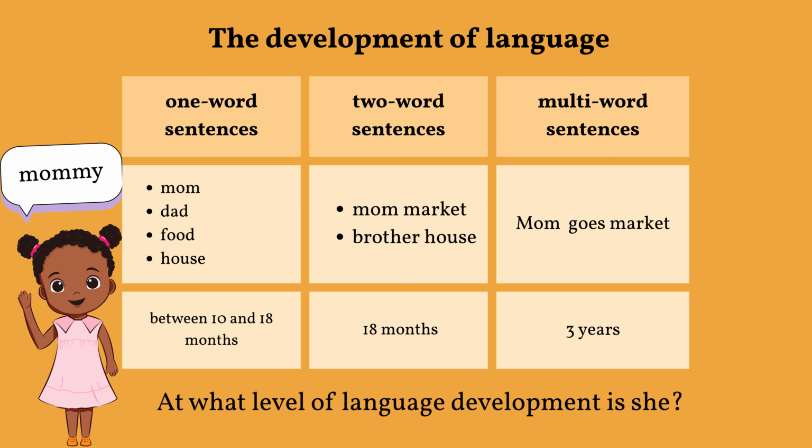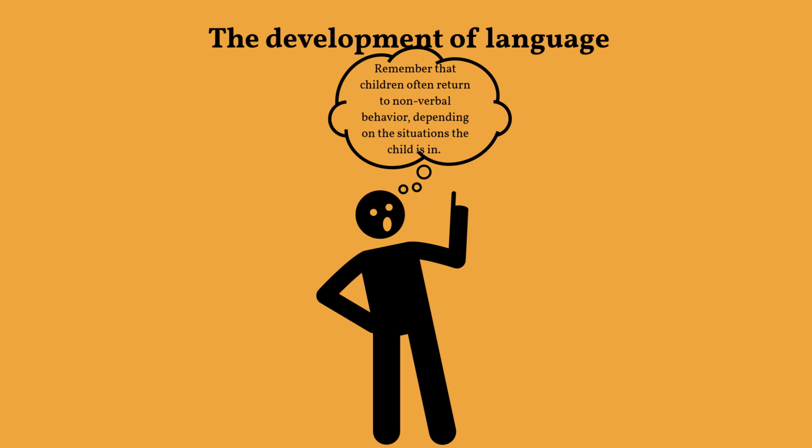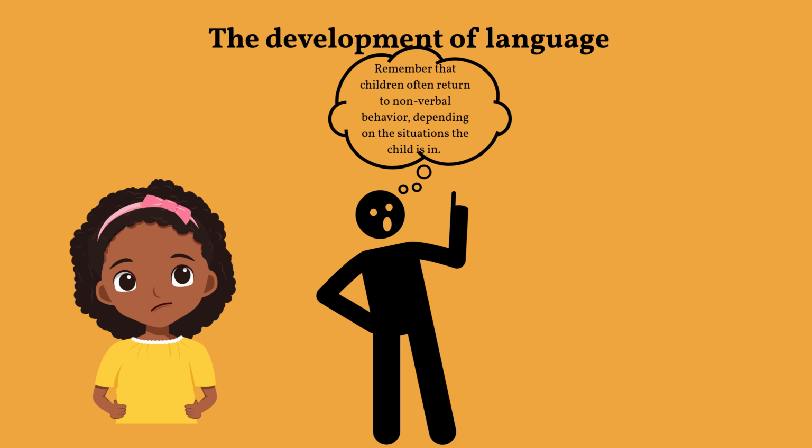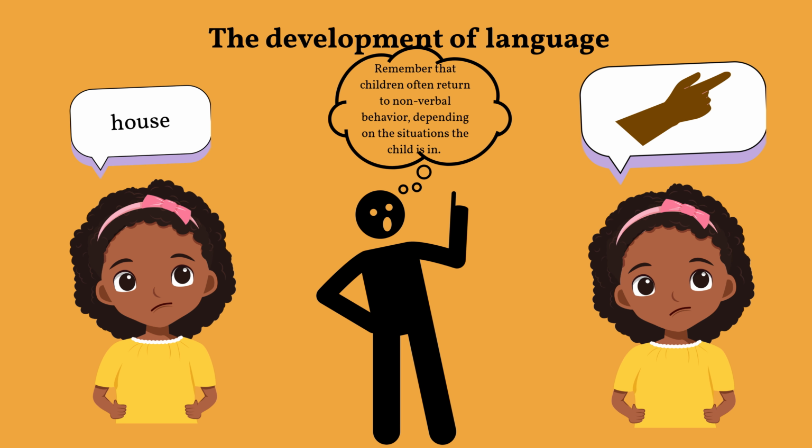Salome is using one-word sentences. She is 2 years old, but she talks like a child of about 10 to 18 months. Remember that children often return to nonverbal behavior depending on the situations the child is in. For example, if a child is stressed, they often return to behaviors they are used to. So a child can go from speaking one-word sentences to just pointing or making sounds.